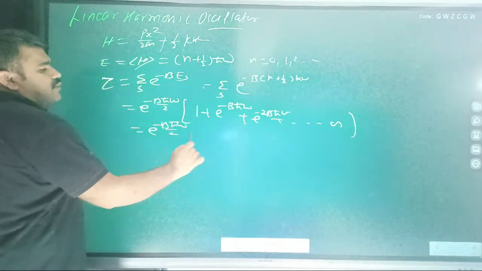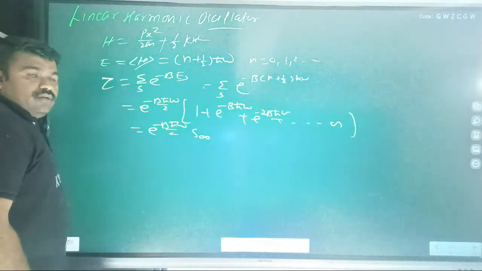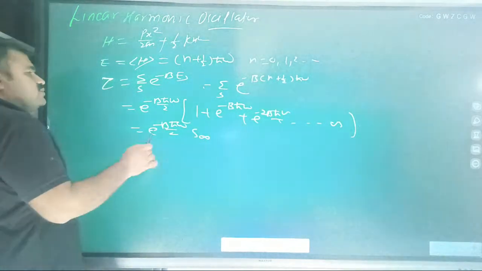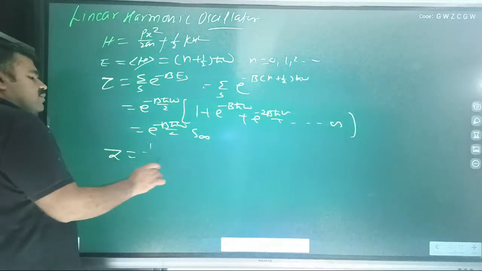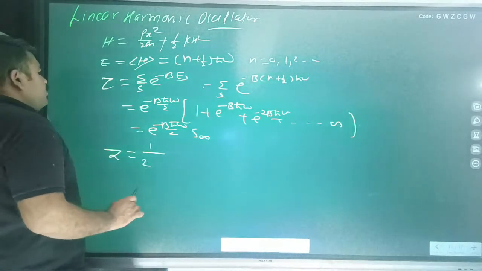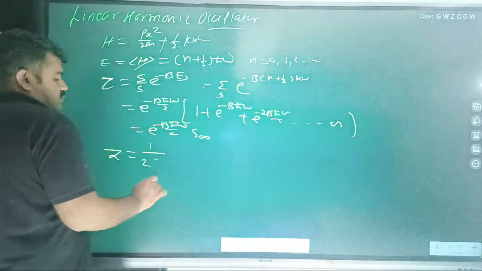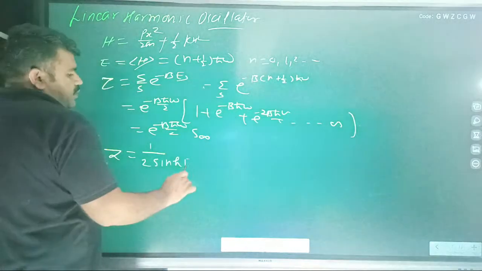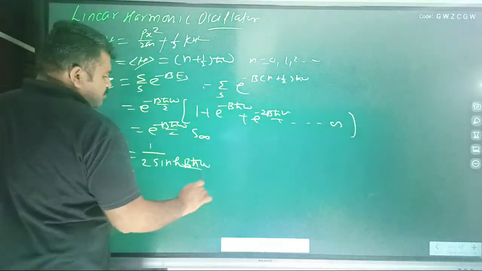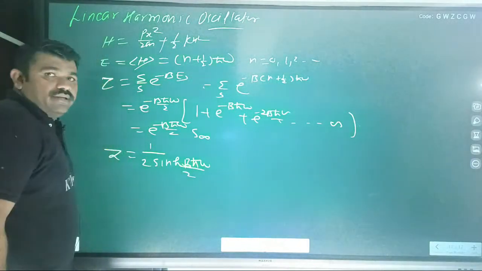2 into the infinite series, we can solve this one, getting the partition function 1 over 2 sin hyperbolic beta h cross omega upon 2. Now we do not solve the whole thing, we can directly set to this one.